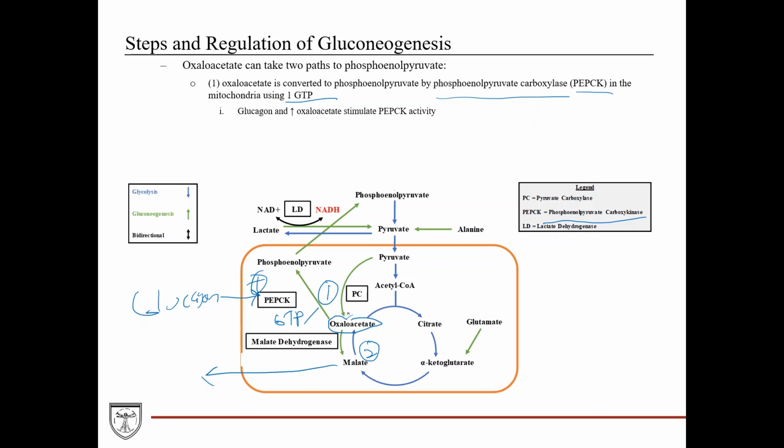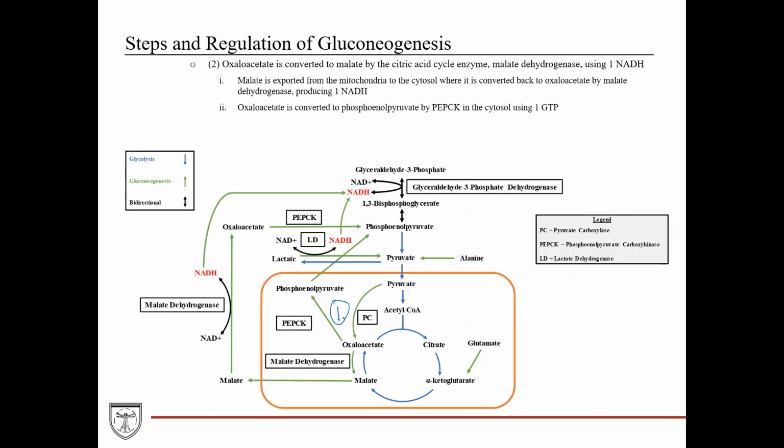The other thing is oxaloacetate itself stimulates PEPCK as well. And that makes sense. If you have a buildup of oxaloacetate, and you're in the fasting state, it's going to help stimulate this enzyme to help carry this reaction forward. So this was route number 1, where in the mitochondria you go directly to phosphoenolpyruvate. That gets exported out into the cytosol, where it can then undergo the rest of gluconeogenesis.